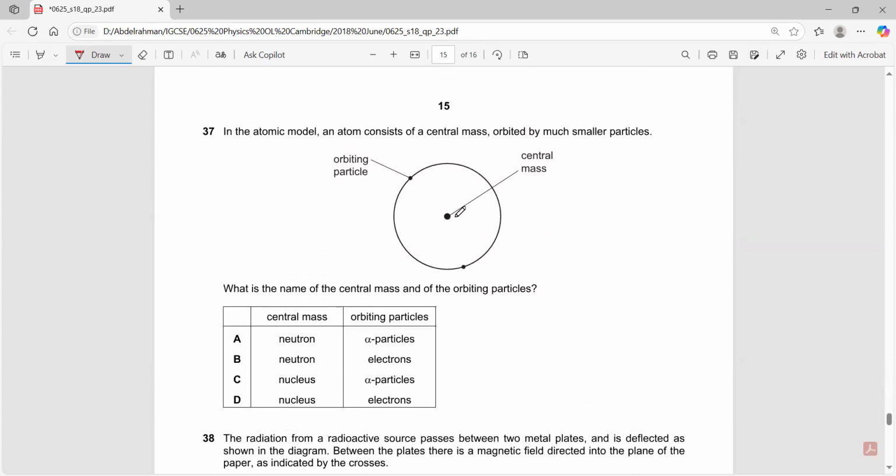What is the name of the center? Nucleus. Orbiting particles, electrons.